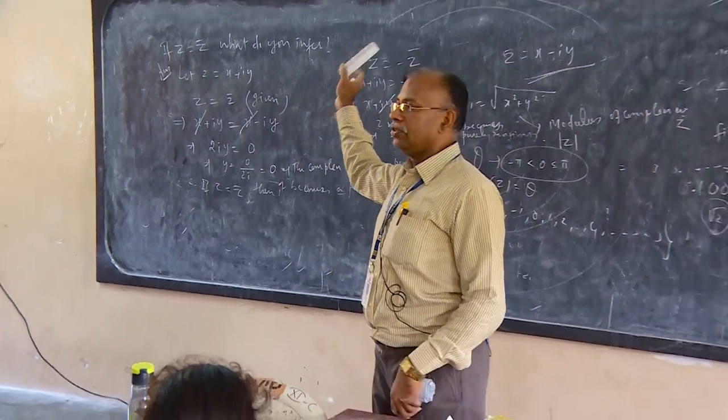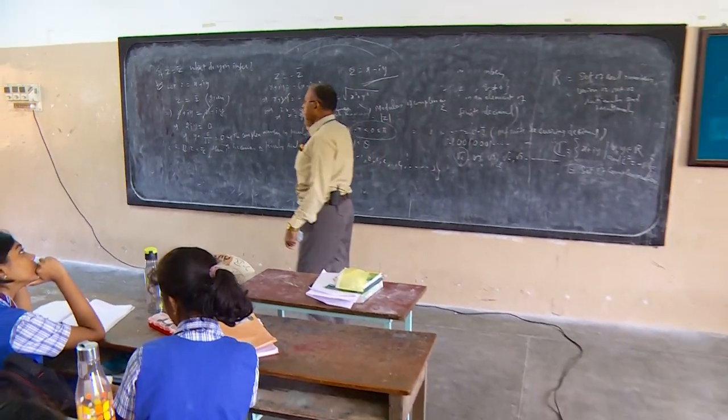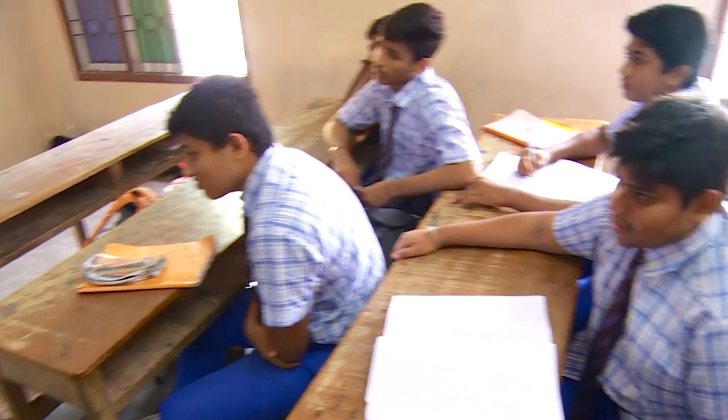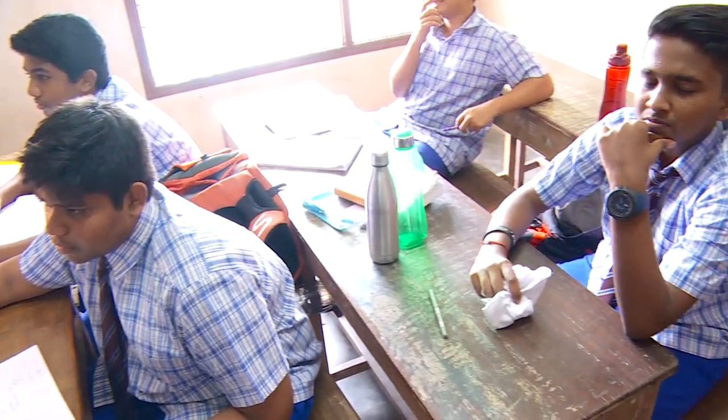Now for z equal to z bar, we get the condition that it's purely real. For z equal to minus z bar, we get the condition that it's purely imaginary. I think it's clear to you.